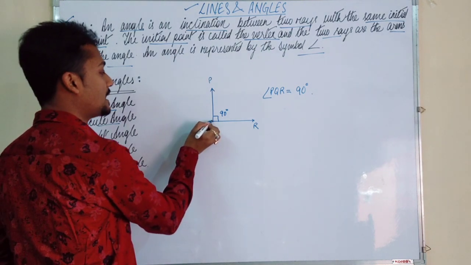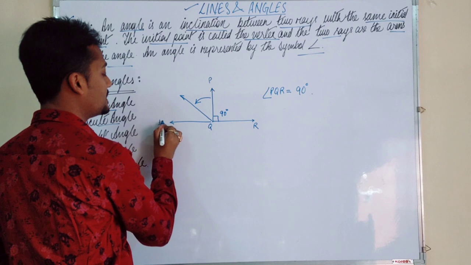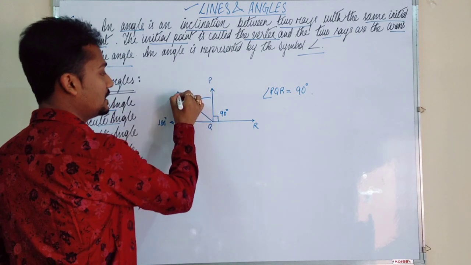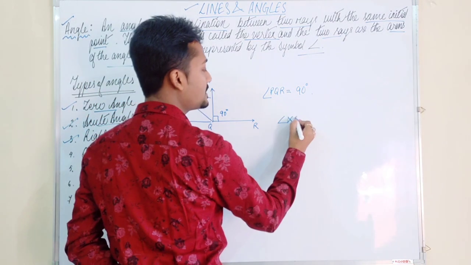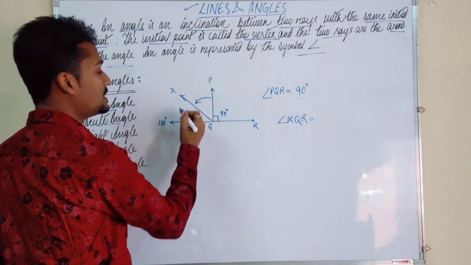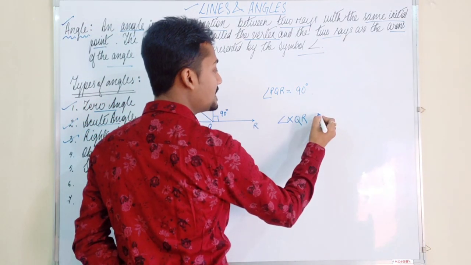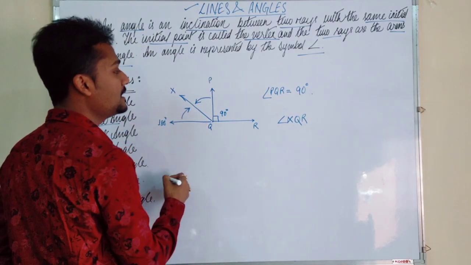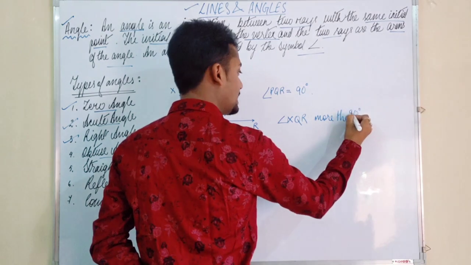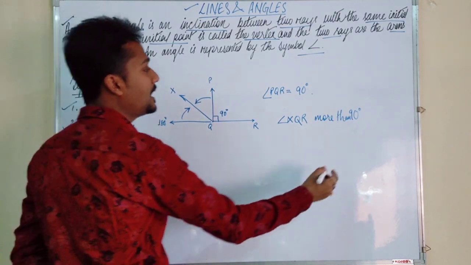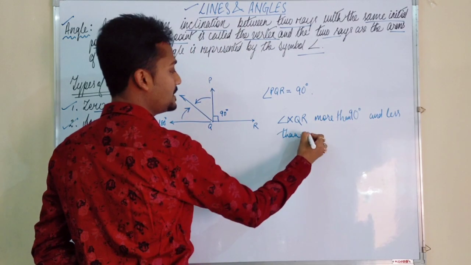Now, obtuse angle. If you see this particular figure, angle XQR, it is more than 90 degree but less than 180 degree. It is termed as obtuse angle.